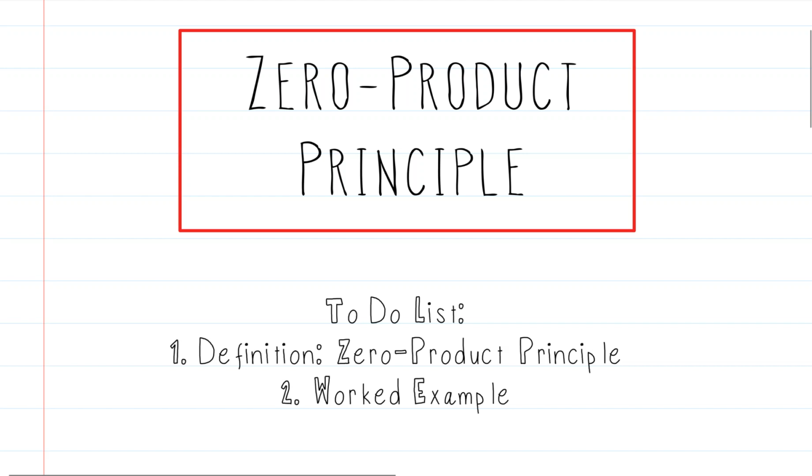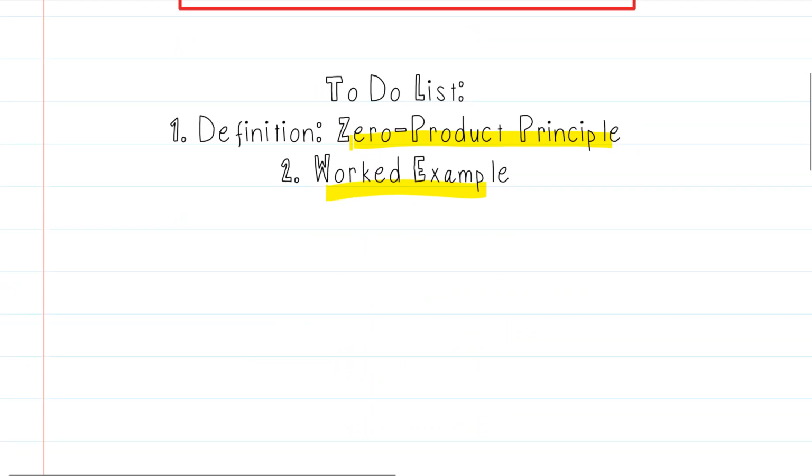Today we're talking about the zero product principle, a super useful little tool. Our to-do list: we'll give you a definition of the zero product principle, and then we'll give you a worked example. We'll show you how you can use it to solve, say, a quadratic equation. I'll put the timestamps for these items in the video description, so if you want to skip ahead, you can.